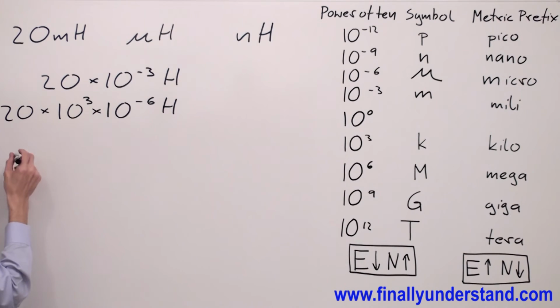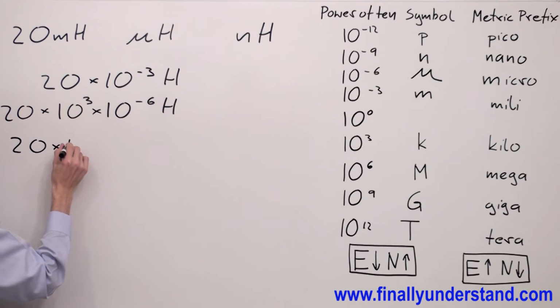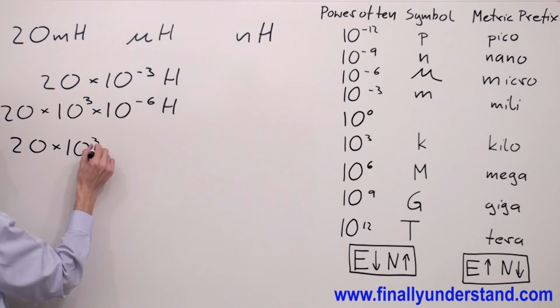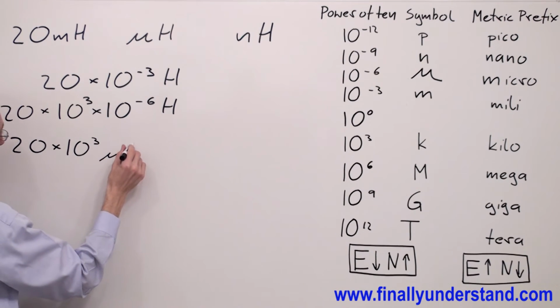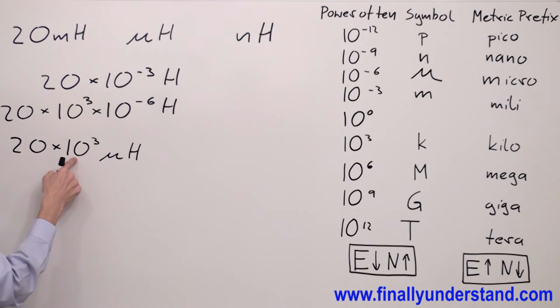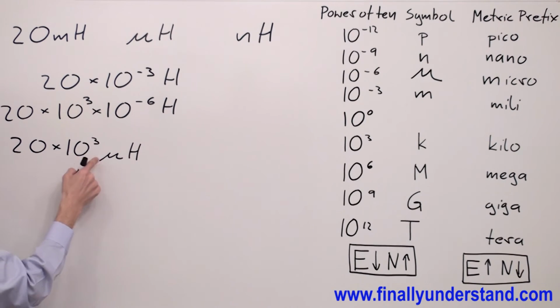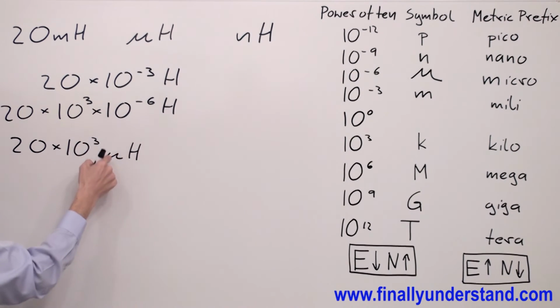So my answer is going to be 20 times 10 to the third microhenries. Remember, this power of 10 represents the number of zeros which I'm supposed to write after 20. So this is the part of the number, and this is my prefix.